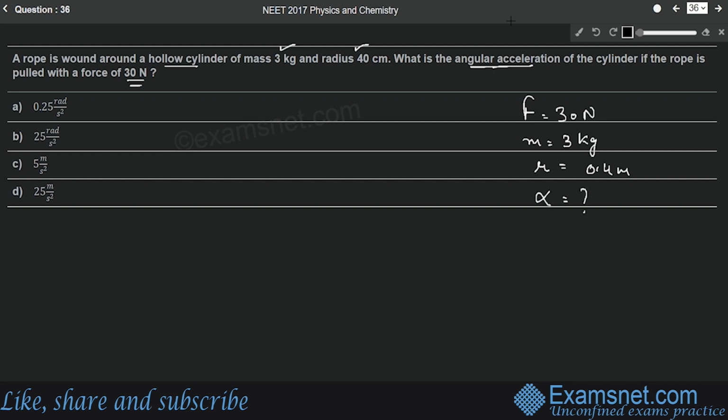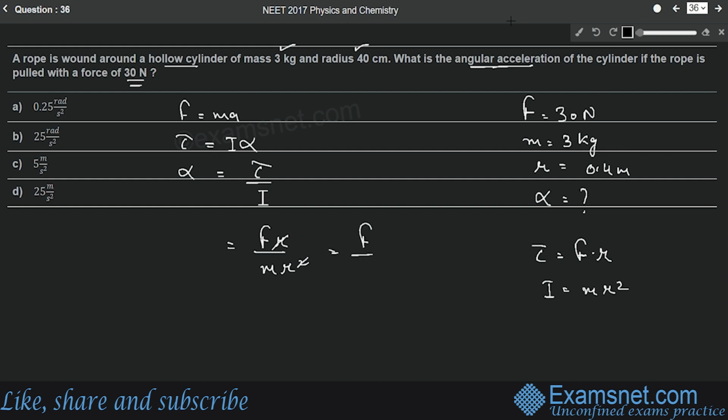Now we know that in linear motion F is equal to ma. Similarly in rotational motion torque tau is equal to I into alpha. Now we have to find out alpha, so that will be equal to torque divided by moment of inertia I. Now torque is equal to force into the perpendicular distance, that is F into R, and moment of inertia will be equal to mr square. So let's put these values here. F into R divided by mr square. So one R will be cancelled here. So it will be F divided by mr.